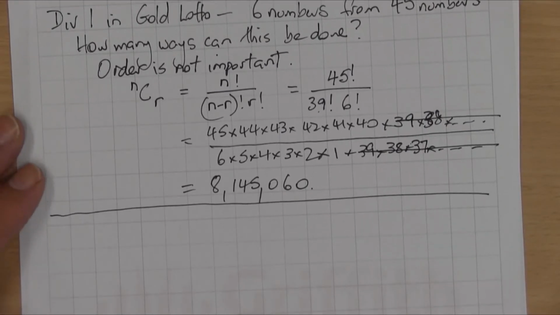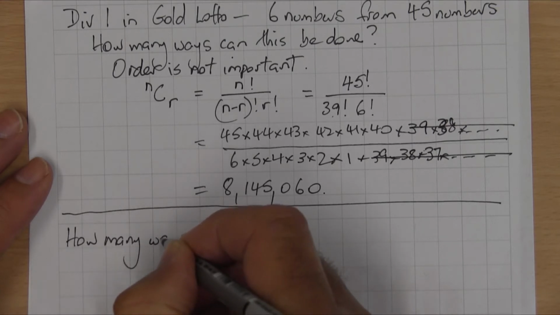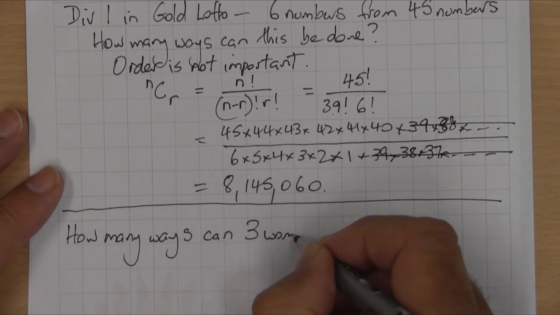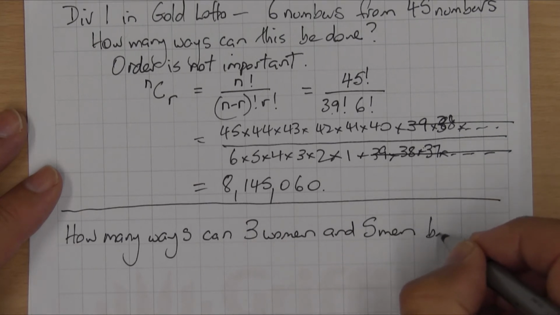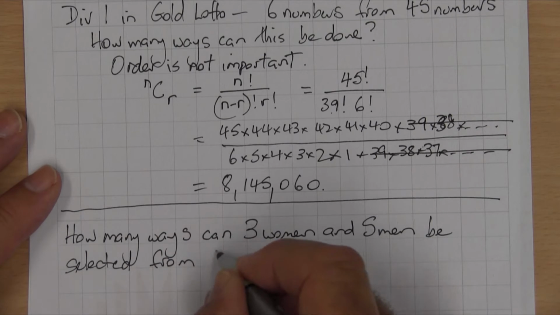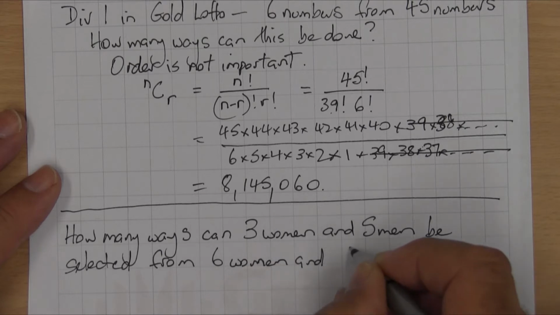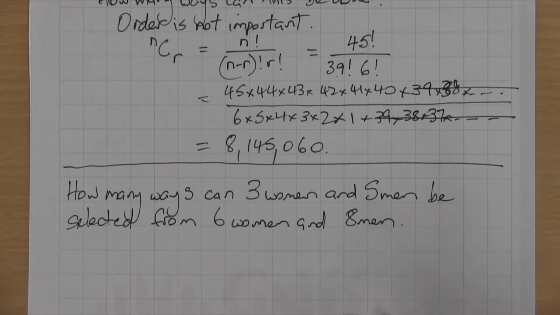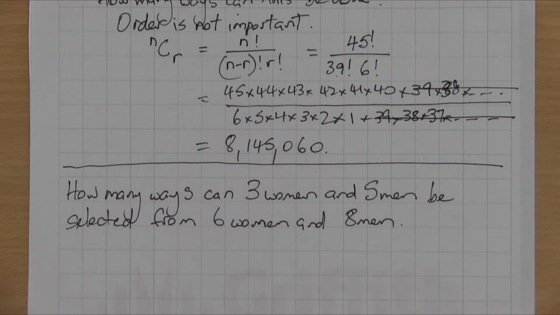How many ways can 3 women and 5 men be selected from 6 women and 8 men? Okay, so you're going to choose 3 women from the 6 and 5 men from the 8 men that you've got to choose from.